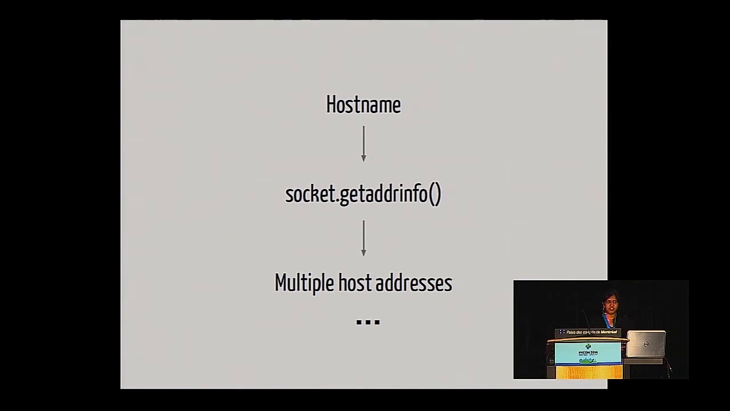The name resolution part here is done by socket's getaddrinfo method. The way this works is that when you pass a host name to this method, it resolves it into multiple host addresses and returns a list of those connectable hosts. And note that these addresses can be IPv4 or IPv6.